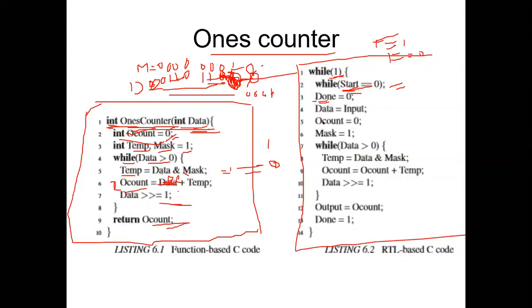Okay. Fourth line, again we are receiving the input. Input is equal to input means there will be an input port. Whatever data comes through that input port, we store in a variable data. Then we make another variable, output count, and initialize output count to 0.